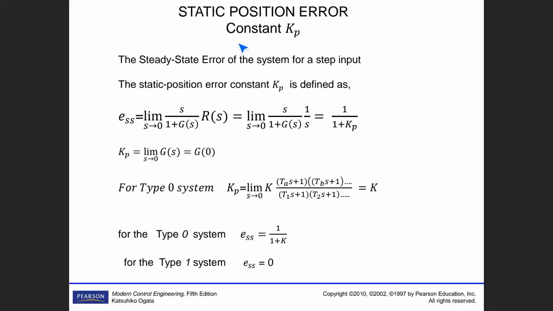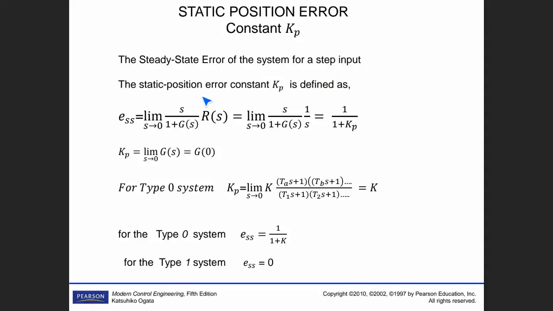This is a step response, by the way. The steady state error of the system for a step input. And the Kp is the static position error. They call it static position error. Kp here, this equation I already gave you. And if you put the equation here, you end up with 1 over 1 plus Kp. So Kp is equal to the limit as s goes to 0 of G(s).